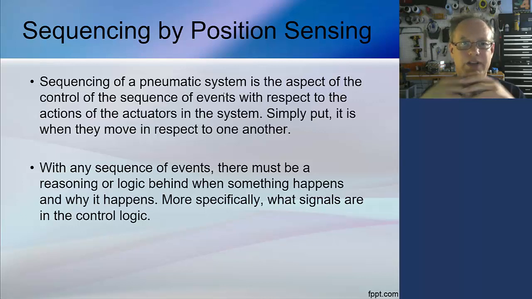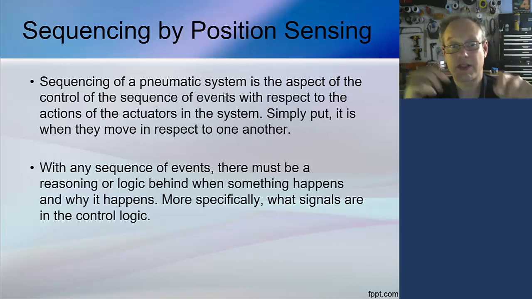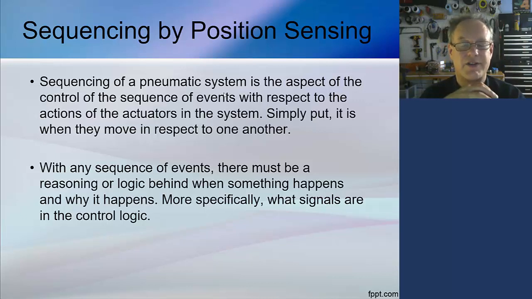Essentially, sequencing of a pneumatic system is the aspect of the control of the sequence of events with respect to the actions of the actuators in the system. What? Well, simply put, it's when they move and how they move with respect to each other. So with any sequence of events, there must be a reasoning or logic behind when something happens and why it happens, and more specifically, what signals create that control. Well, the signals come from the position sensing.